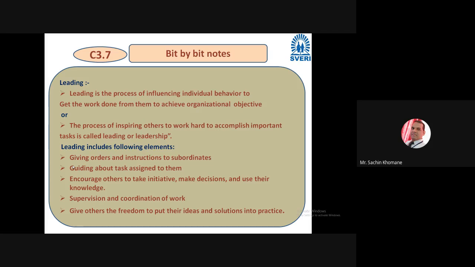Then leading includes the following elements. Let us discuss one by one. Leading includes these points: giving orders and instructions to subordinates. It is a role, right? The leader has to give instructions. He is the boss there, right? The manager is the boss, and he has to instruct his subordinates. So leading includes first, giving orders and instructions to subordinates. Which kind of order?